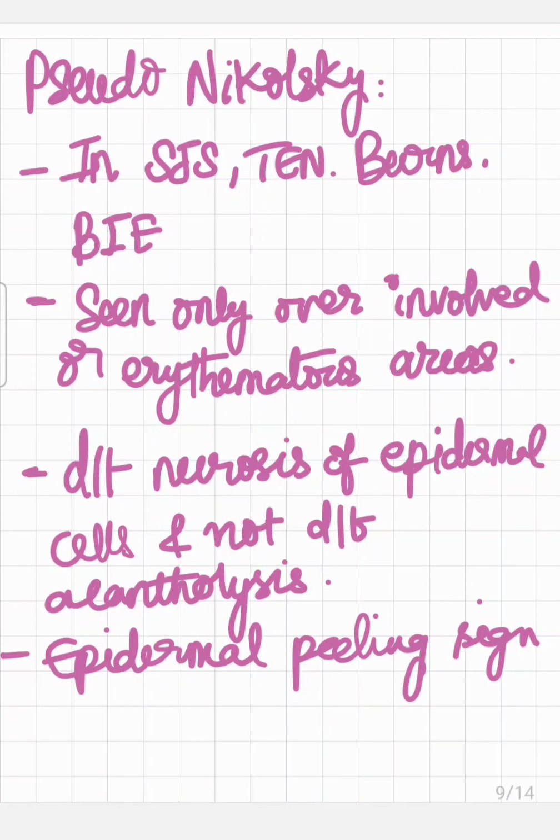It is seen in Stevens-Johnson syndrome, toxic epidermal necrolysis, and in some cases of burns and bullous ichthyosiform erythroderma. The method and mechanism of eliciting this sign is similar to that of Nikolsky sign. However, it can be elicited only on the involved or erythematous areas, and it is because of necrosis of the epidermal cells and not due to acantholysis as in the intraepidermal blistering disorders. It is also known as epidermal peeling sign.